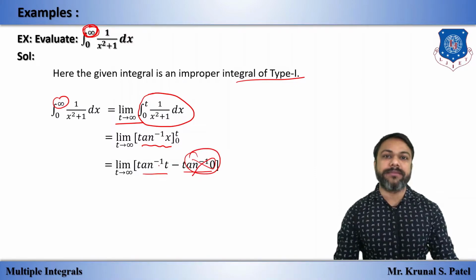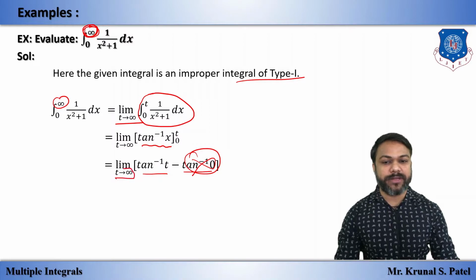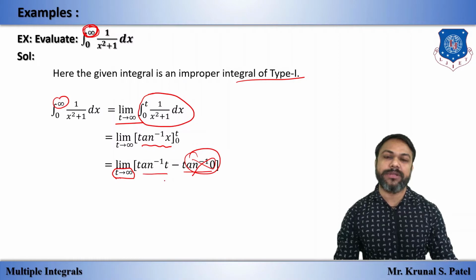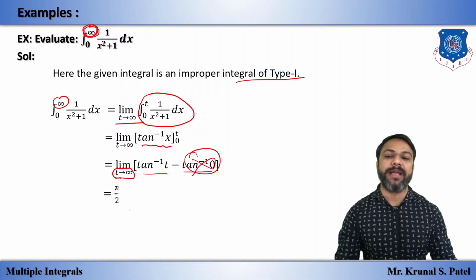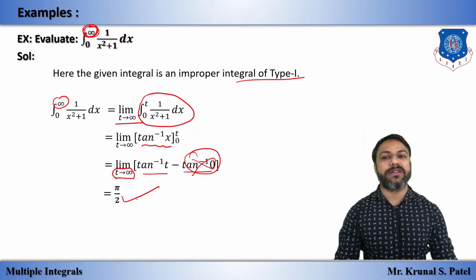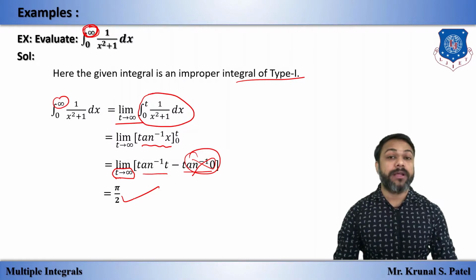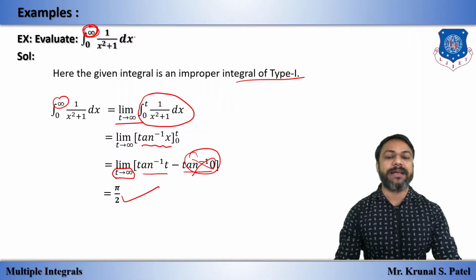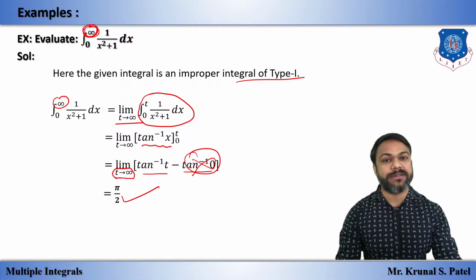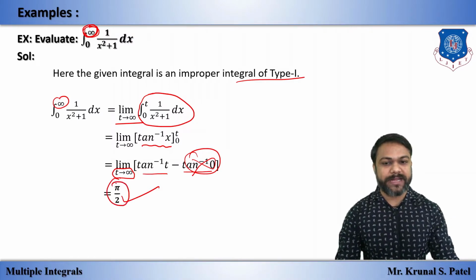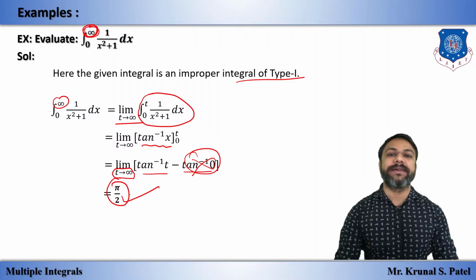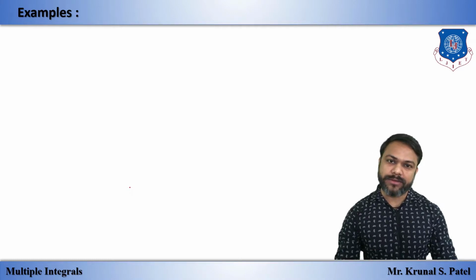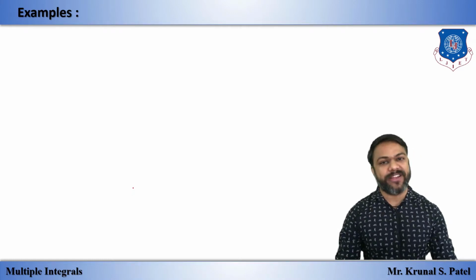And after this, we will put the limit of t tends to infinity. So tan inverse infinity, and we know the value of tan inverse infinity is pi by 2. So the answer of this integral is pi by 2. If it is asked whether it is convergent or divergent, the answer is finite, so we can say that this integral is convergent. But here there is no need to write that because it asks only to evaluate.